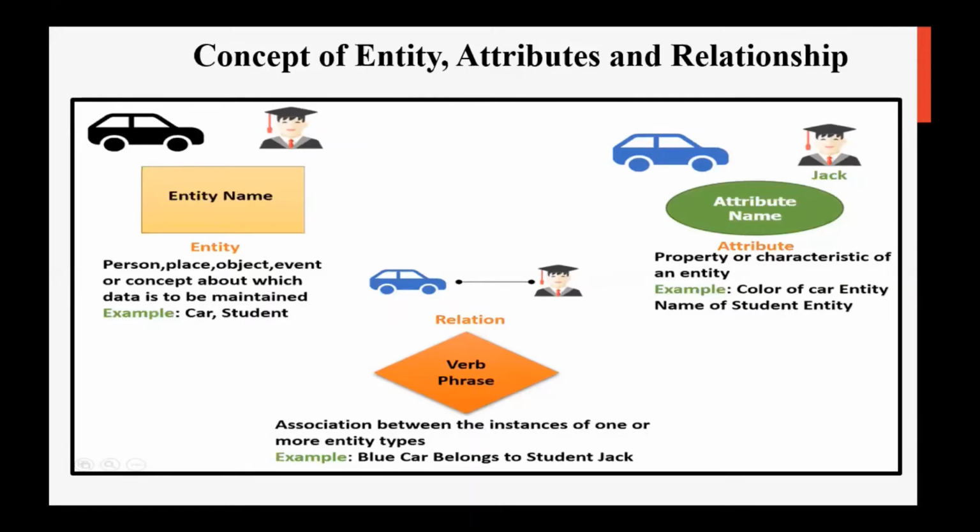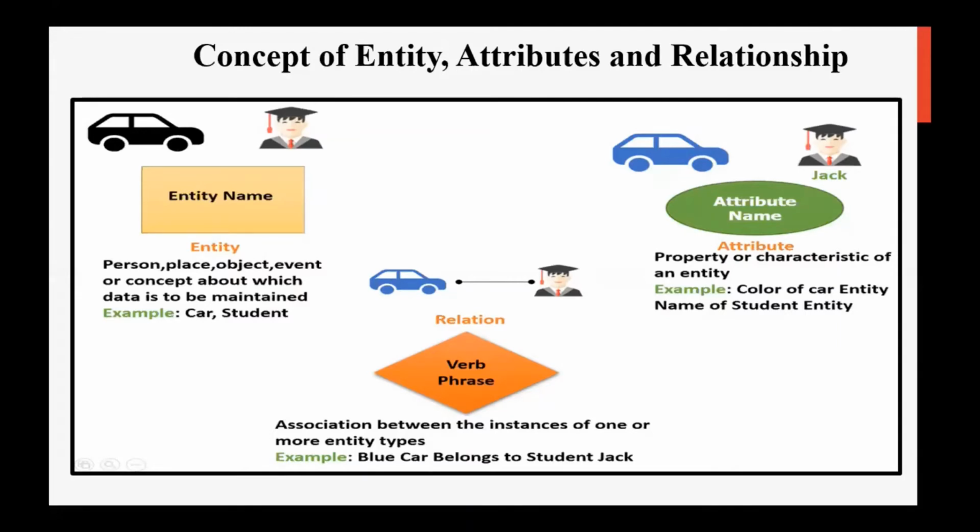As in the slide, I have shown an example. A car is an entity, a student is also an entity. If I take an attribute of a car, the color of the car can be the attribute; the name of the student can be the attribute. Suppose I want to establish a relationship between car and student: a student drives a car, or a blue car belongs to the student with name XYZ, or Jack. Such relationships exist in your database.